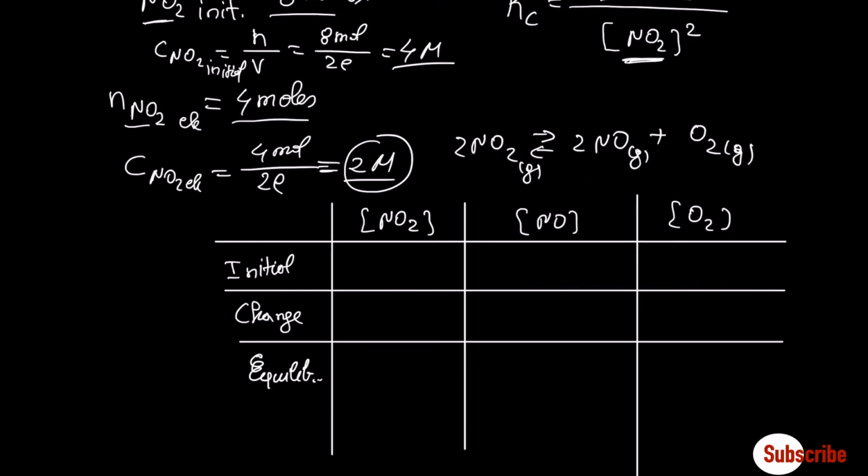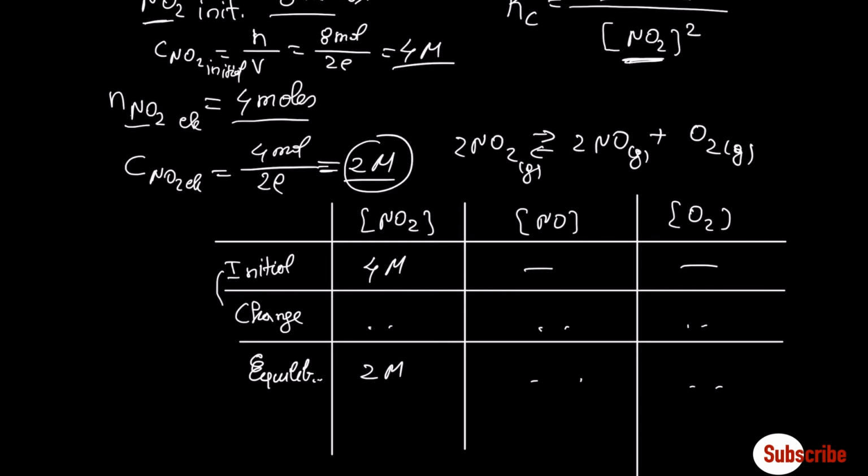So now in this table we are going to place the values that we have. We have 4 molar for the initial concentration for nitrogen dioxide and 2 molar for the equilibrium concentration for nitrogen dioxide. We do not have any nitrogen oxide at the beginning without starting the reaction, and also we do not have any oxygen.